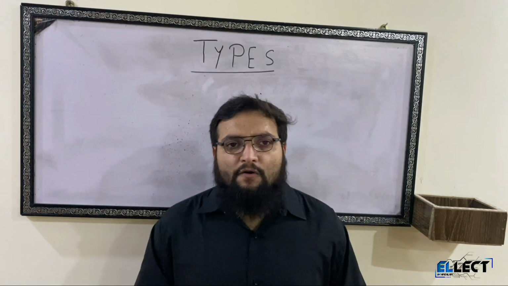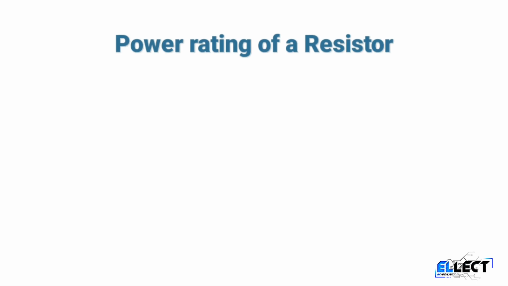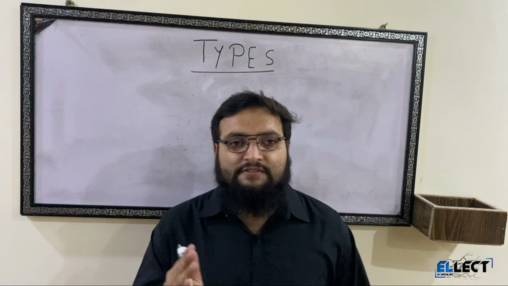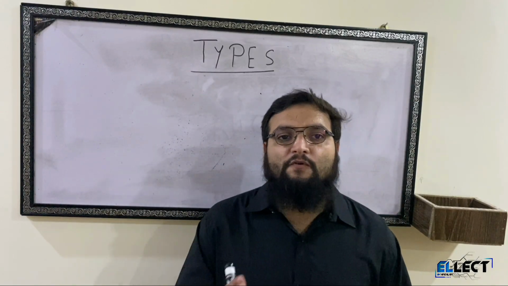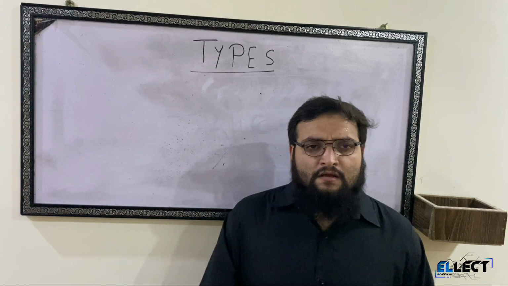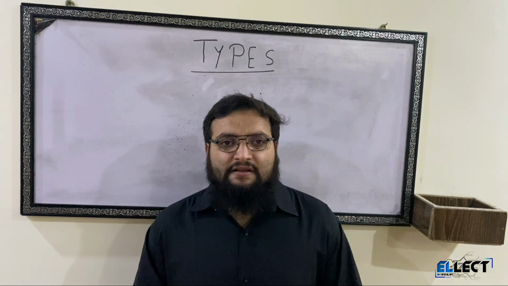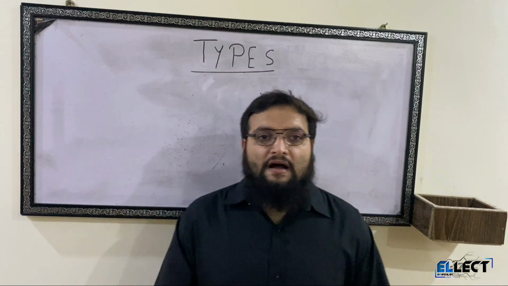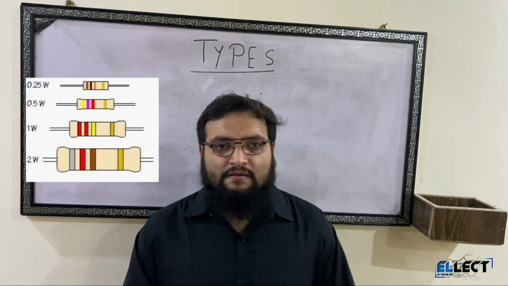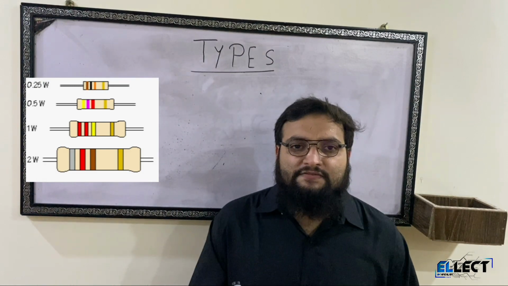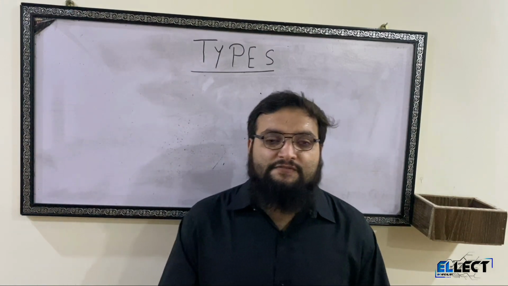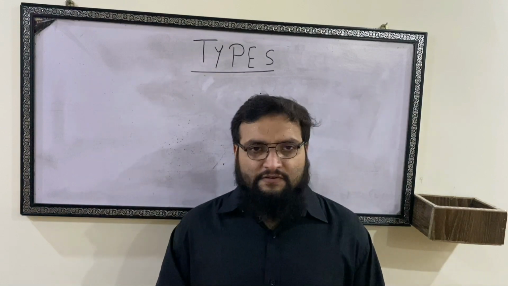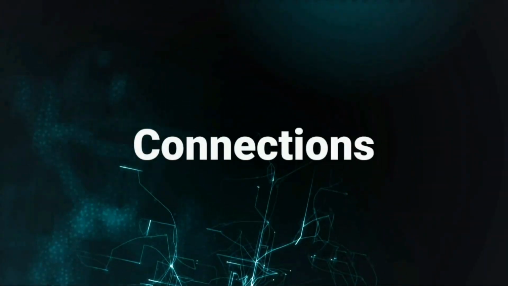Now coming to the power rating of a resistor, the power rating is given by the formula P is equal to VI, which we have discussed in the previous video of Ohm's law, which defines the product of voltage and current as the power. From the equation we can say that the higher the power rating of the resistor, the greater the physical size of the resistor. Now connections.